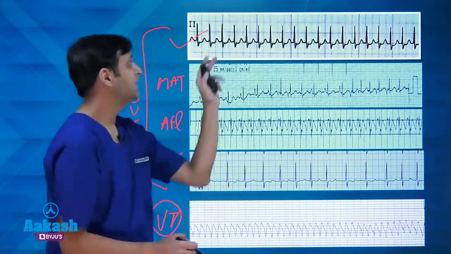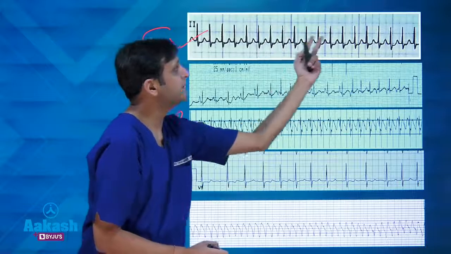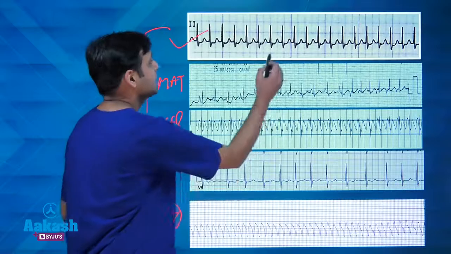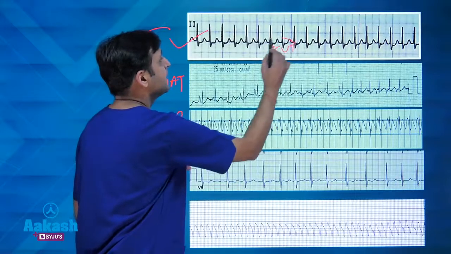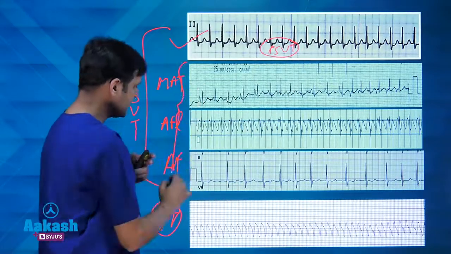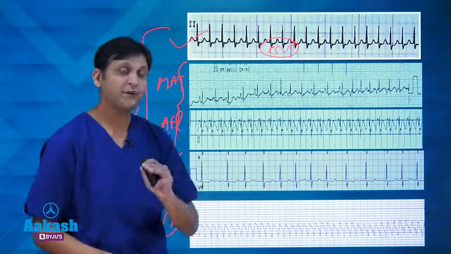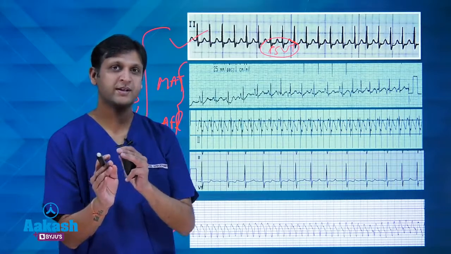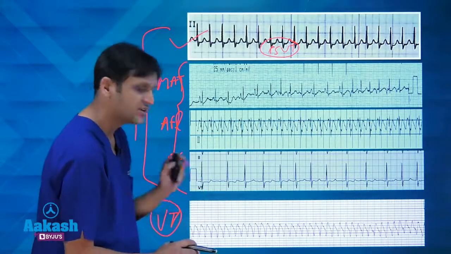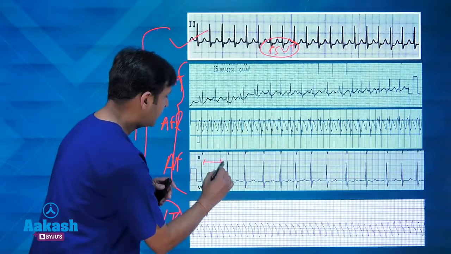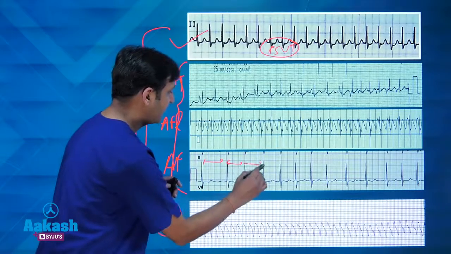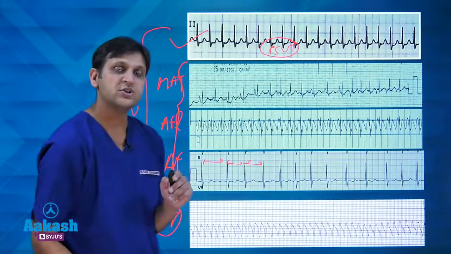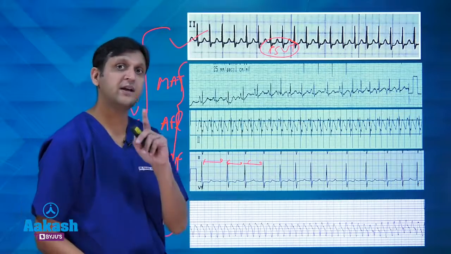The first is the PSVT. If you measure the RR interval, it's a regular tachyarrhythmia. Narrow complex regular tachycardia, diagnosis would be PSVT. Okay. Now all these three are ECGs of irregular RR interval. Fine. Of which the most common cause is atrial fibrillation. So if you measure the RR interval, you will see it is varying, and you cannot make out any obvious P wave in this ECG. So P wave is absent in atrial fibrillation.